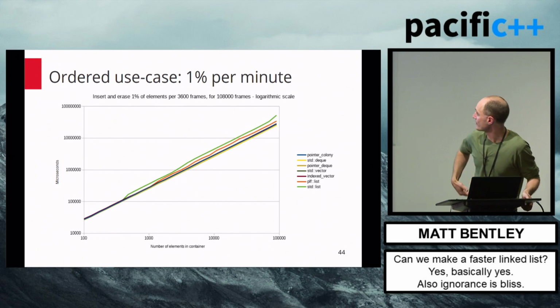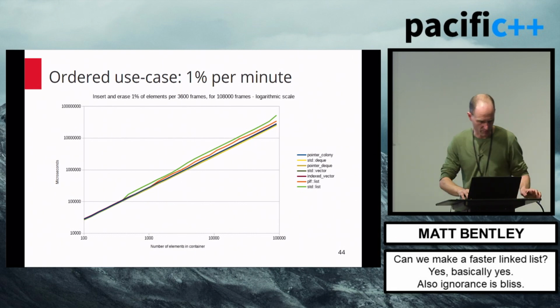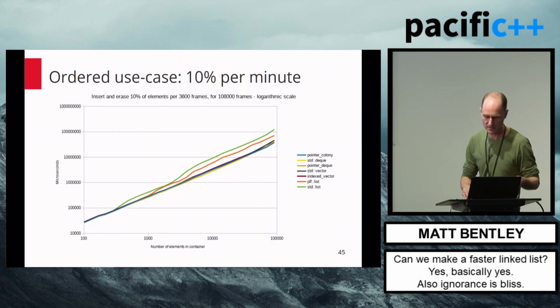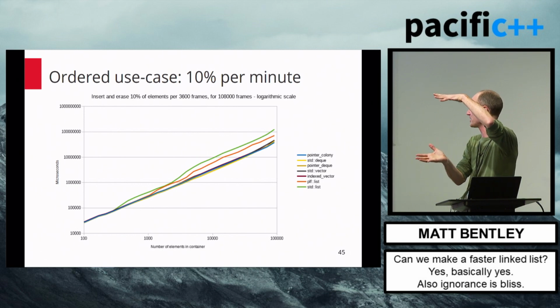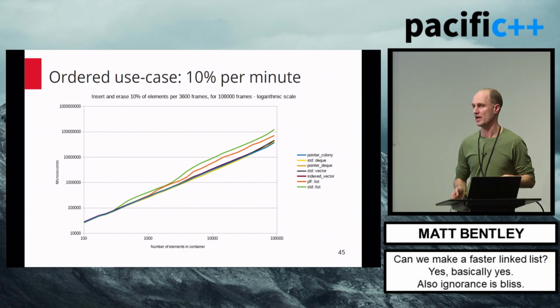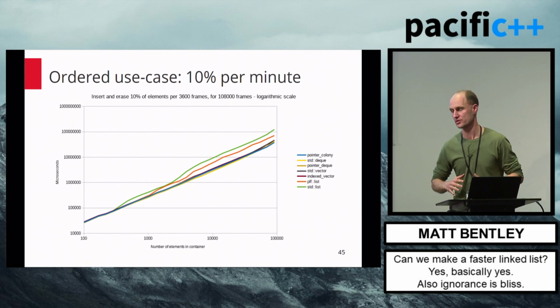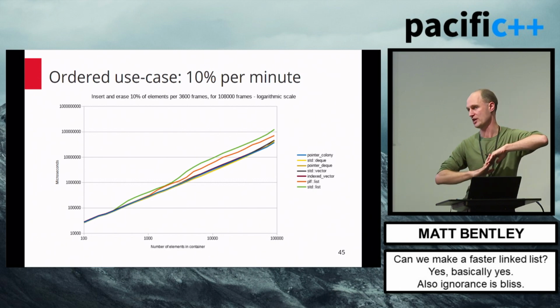So for erasing and inserting 1% of all elements per minute of time, both of the linked lists are not doing as well, though PLF list is doing better. If we increase that ratio to 10% per minute, it's still not doing as well. Basically, all of them have kind of expanded out a bit. So what we're looking at at this point is an iteration to modification ratio. At the moment, our iteration to modification ratio is relatively high. So what happens if we up the modification side of it?